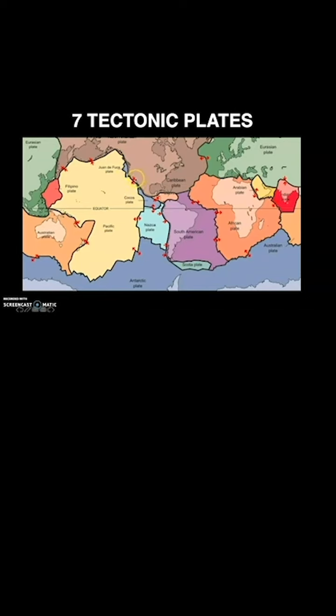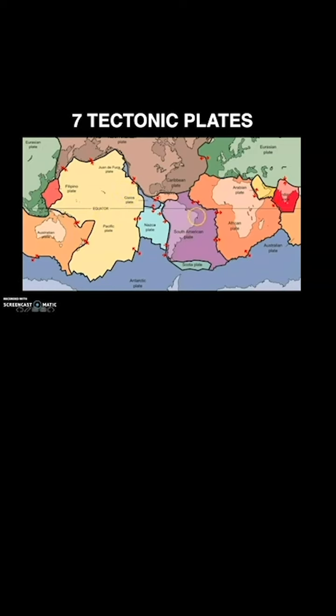The North American plate is sliding south, and the Pacific plate is sliding north at a rate of 10 centimeters per year, or the same rate that your fingernails grow. And so scientists are estimating that in about 16 million years, since LA is in the Pacific plate and San Francisco is in the North American plate, LA will actually be north of San Francisco.